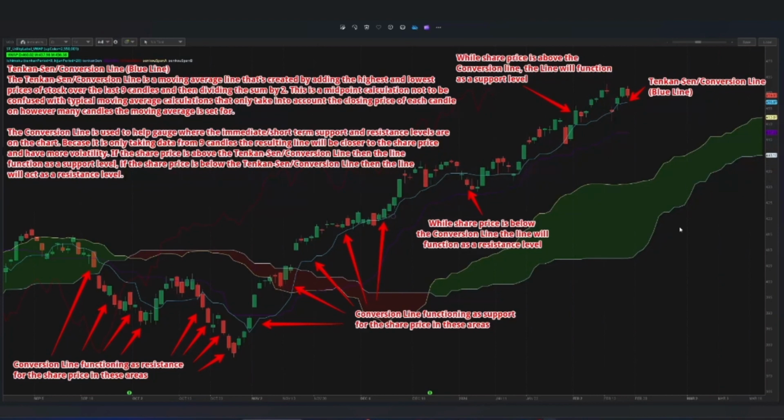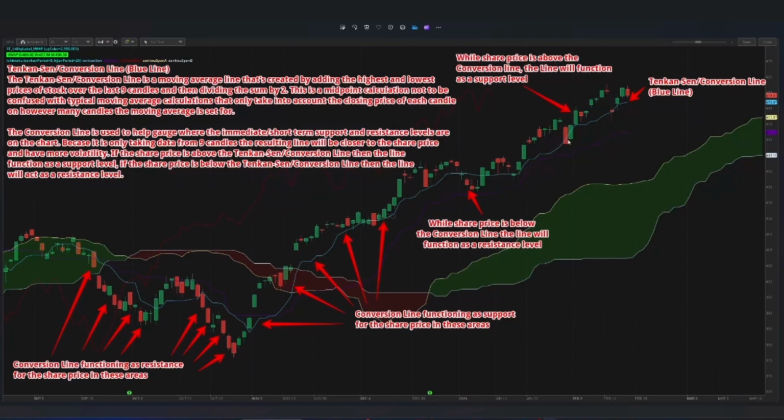So if the share price on your chart is above the Tekken conversion line, then this line will function as a support level. If the share price is below the Tekken conversion line, then this line will act as a resistance level. So let's see here, while share price is above the conversion line, the line will function as a support level. You've got these shares currently above this blue conversion line.